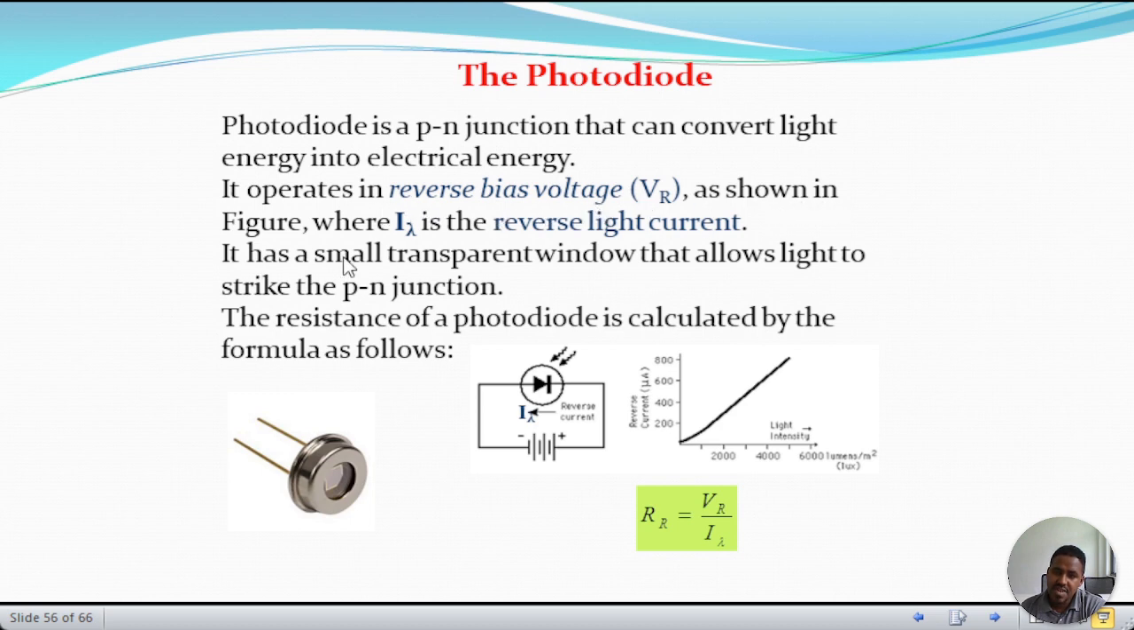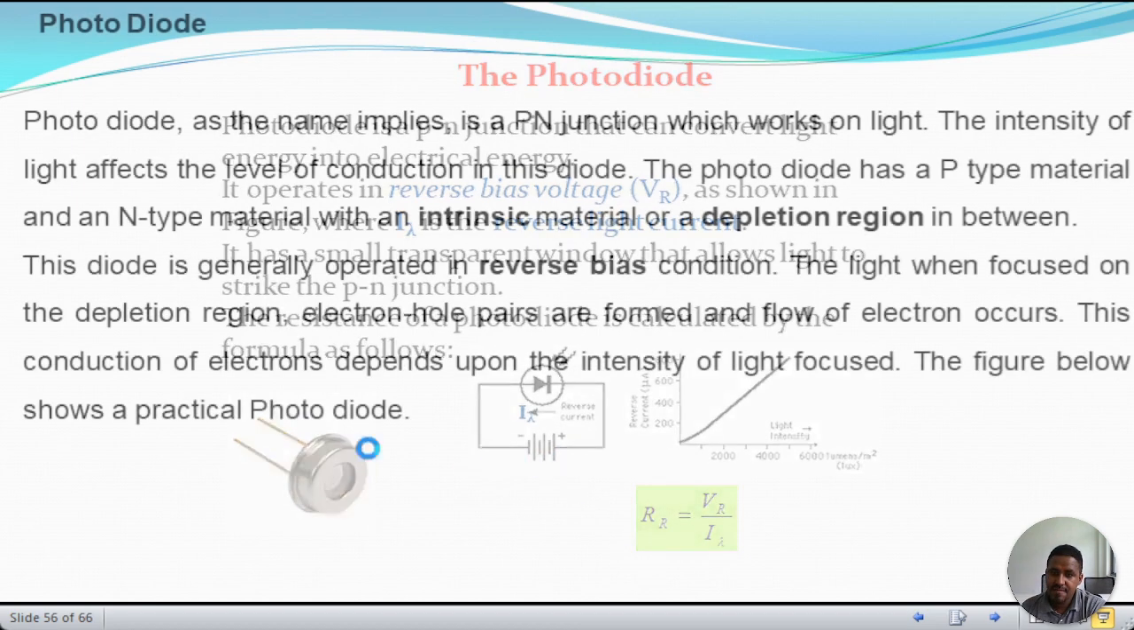As shown in the figure, it carries a reverse light current, and it has a small transparent window that allows light to strike the PN junction. The resistance of the photodiode is calculated by the following formula: resistance equals reverse voltage over reverse light current. That is how we can get the resistance of our photodiode.